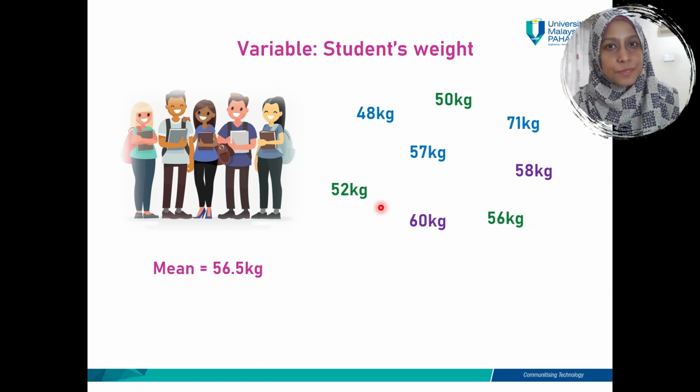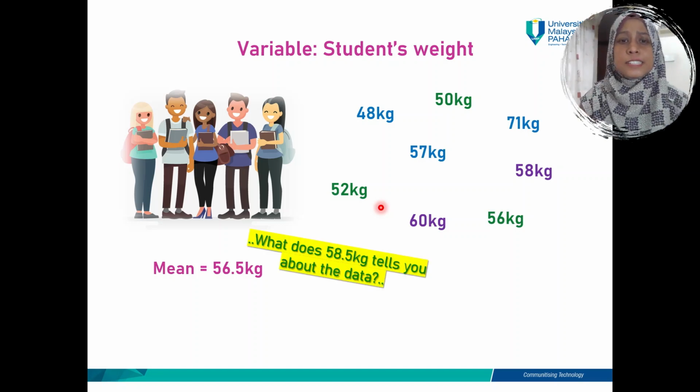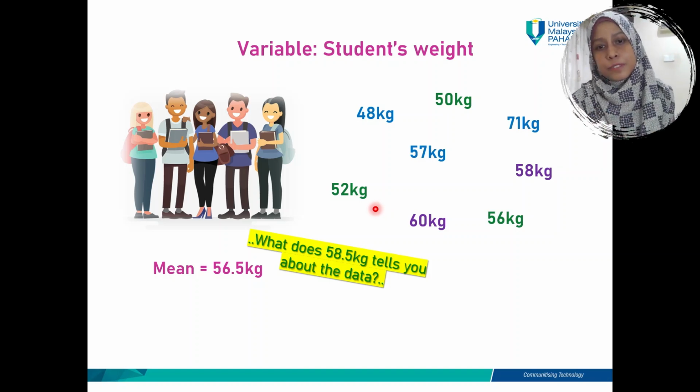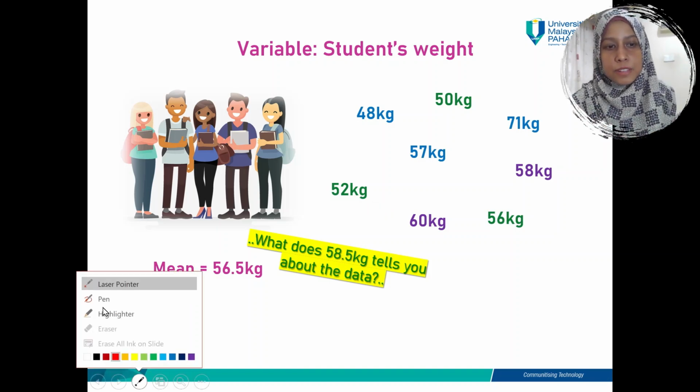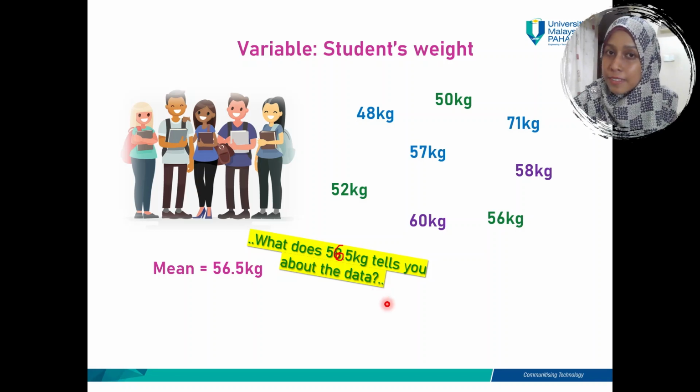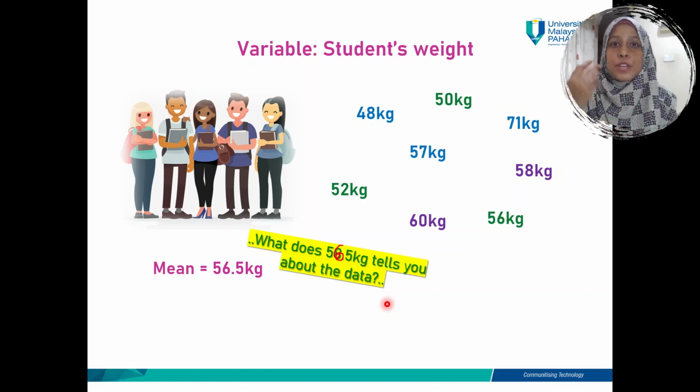That's easy, right? But the big question here is, what does 56.5 kilograms tell you about the data? Sorry, that was an error: this is not supposed to be 58.5, it is supposed to be 56.5. You might want to say average. Yes, I know average is mean. You're just changing the term. You are still not explaining what average tells you about the students' weight.